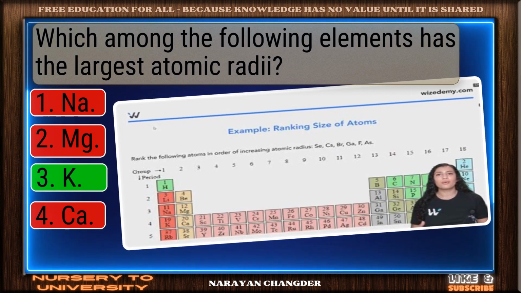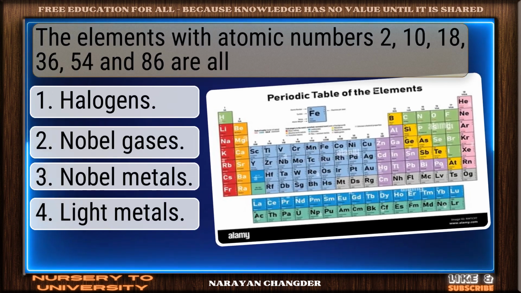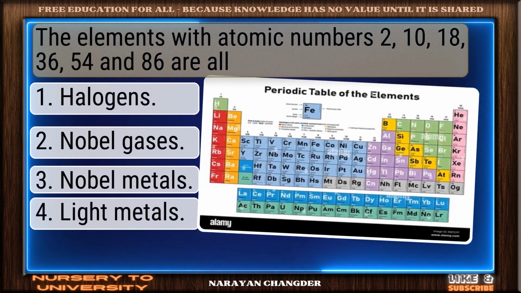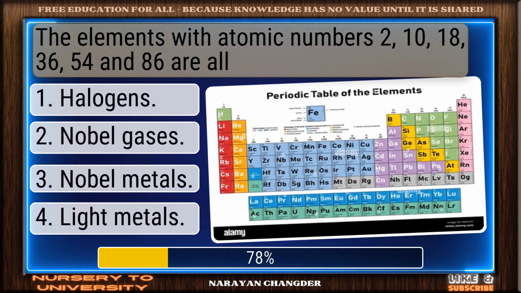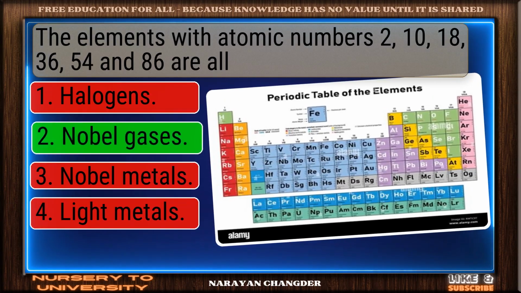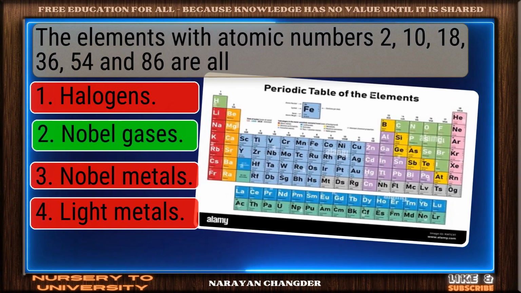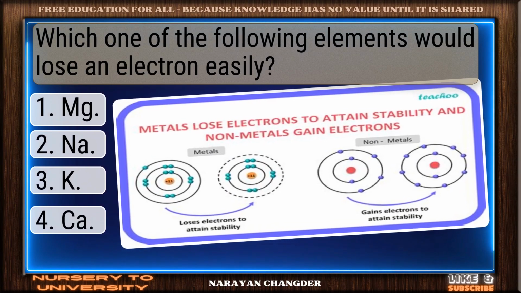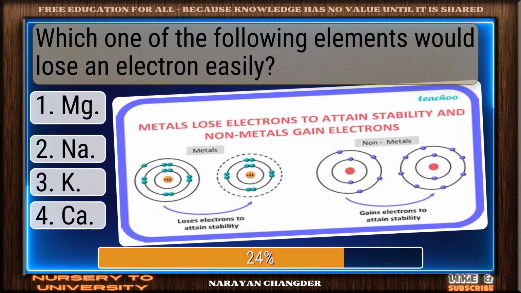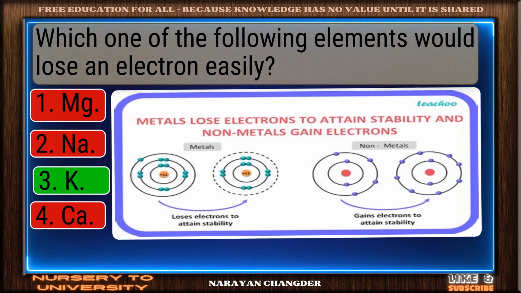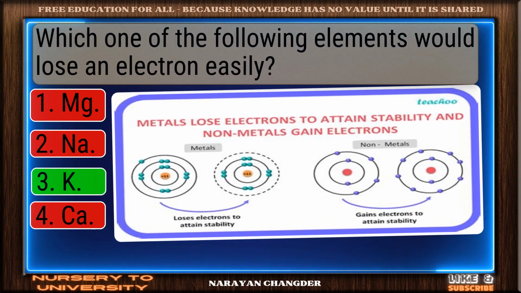Great thinking. K is right. The elements with atomic numbers 2, 10, 18, 36, 54 and 86 are all... Well reasoned. Noble gases is correct. Which one of the following elements would lose an electron easily? Good job. K works well.